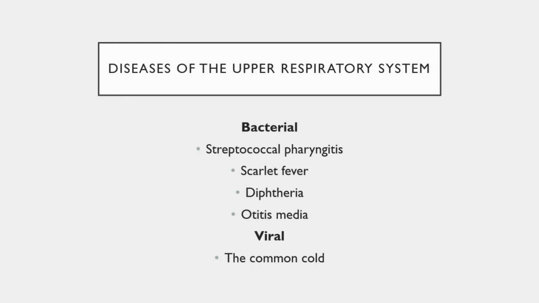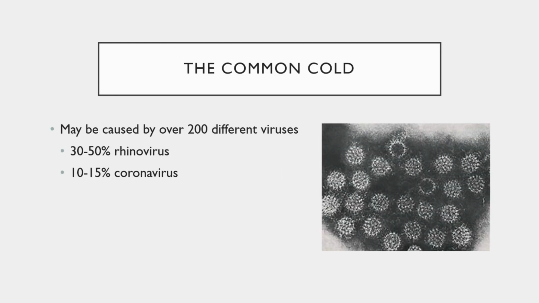So this completes our discussion of the bacterial upper respiratory system infections that we have chosen to focus on. And now we're going to take a look at our one and only viral upper respiratory system infection, and that is the common cold. So the common cold is not actually the common cold because it's more like the common colds. It can be caused by over 200 different viruses that we know of. So there's many different causes of this thing we conceptualize as the cold.